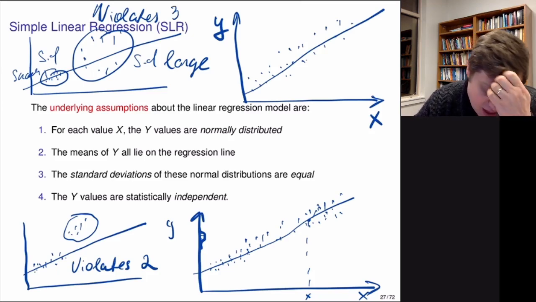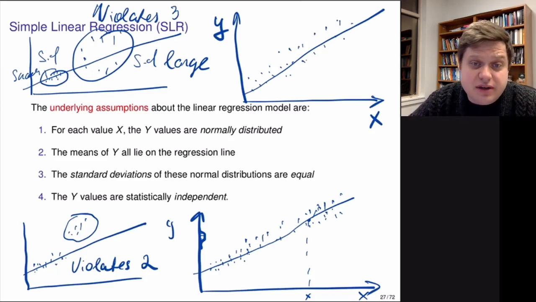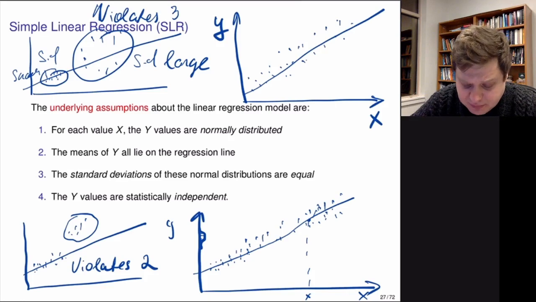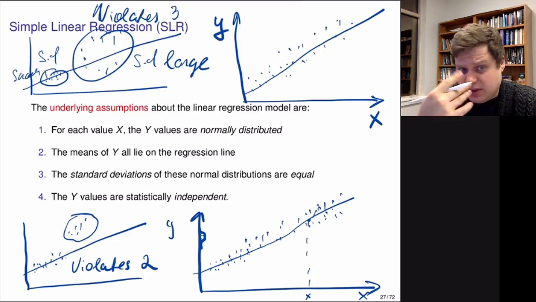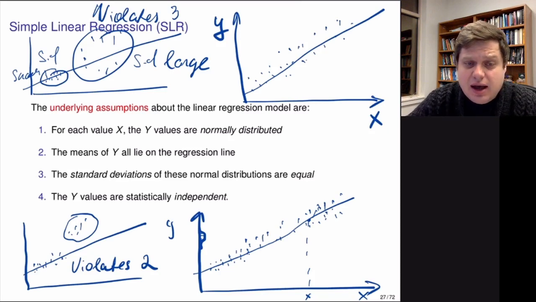And the last assumption is that the values of y are statistically independent. Now, this assumption is a little bit harder to visually check. For assumptions 1, 2, and 3, you can basically plot the data and say whether they are satisfied. Assumption 4 is harder to check. And actually, the linear model will work relatively well even if assumption 4 is violated. It's just that your values of beta 0 and beta 1 will be slightly off. They're not going to be correctly calculated by the lm function. But in a lot of cases, that's acceptable from the practical point of view.